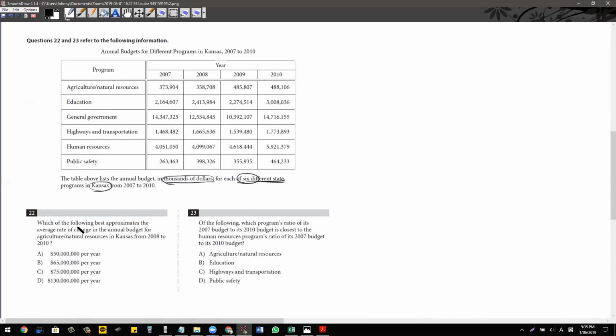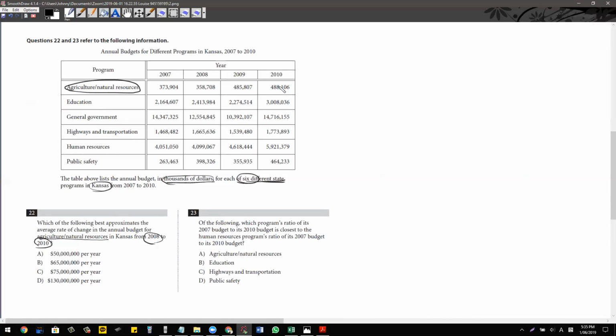Which one of the following best approximates the average rate of change in the annual budget for agriculture and natural resources? This one here, from 2008 to 2010. So 2008 to 2010. Okay.